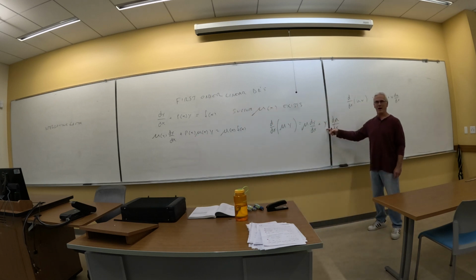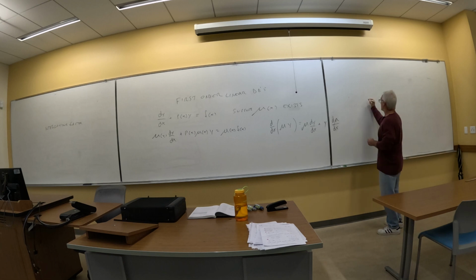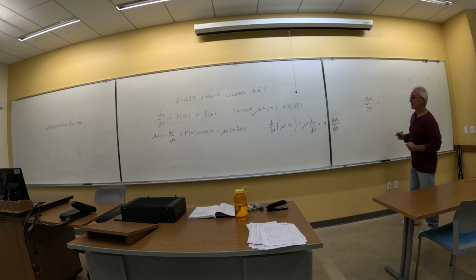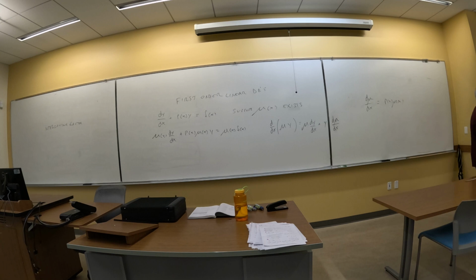Well, they both have a y. So this really comes down to what? d mu dx equals what? p of x times mu of x. I don't know what mu is. I'm trying to discover what mu is. I know what p is. That's the equation that I'm given. I'm finding mu. I'm given p. Huh. How do I solve this one?